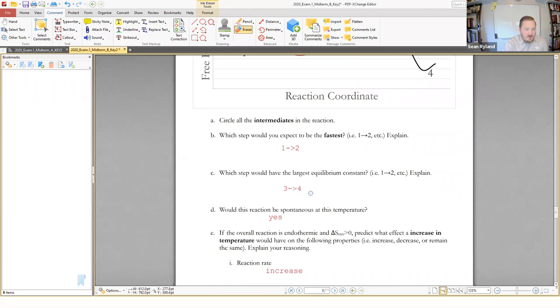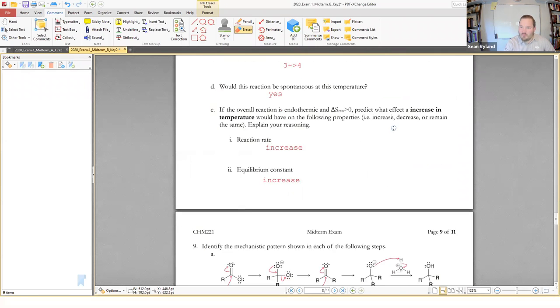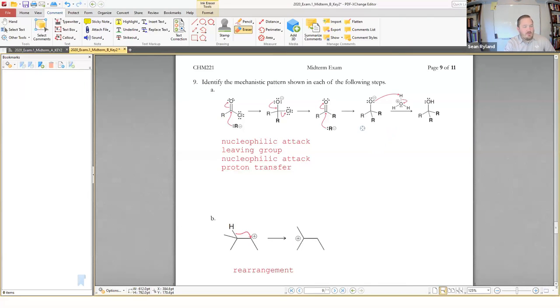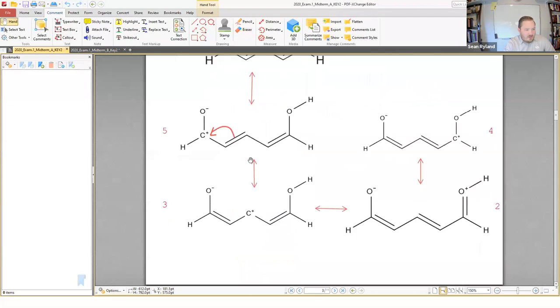Your feedback did not have it broken down by problem. If you're interested in how you did problem by problem, I can send you a message. If you send me a message on Canvas asking for that, then I'll give you yours. I still won't have much feedback on it, but you can at least see what sections you missed your points on. The mechanisms in general, you guys did really well.